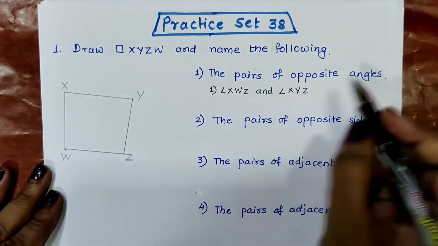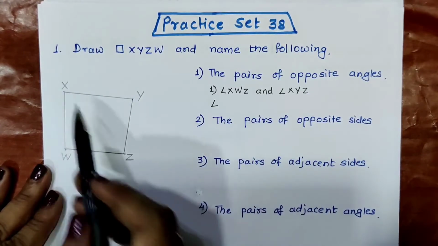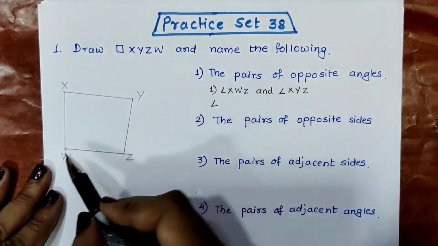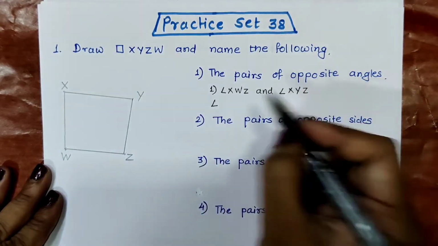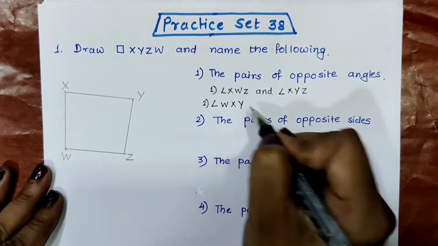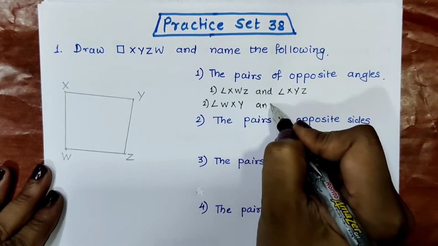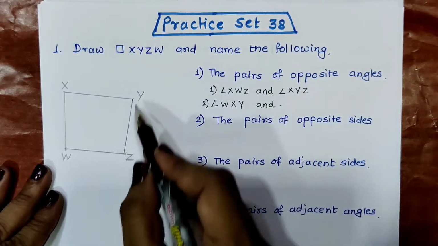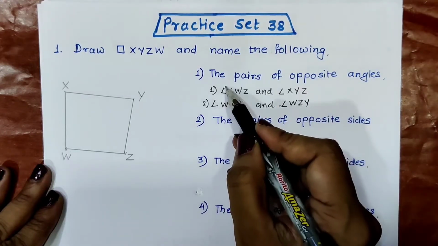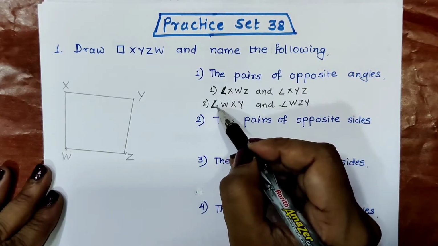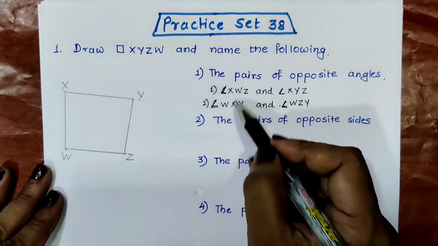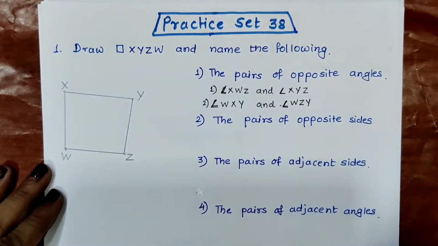Now the second pair is X and Z. We will be writing using 3 letters. So let us write the second pair: angle WXY and angle WZY. This is the symbol for angle which we are writing, and the middle letter is actually the name of that angle.